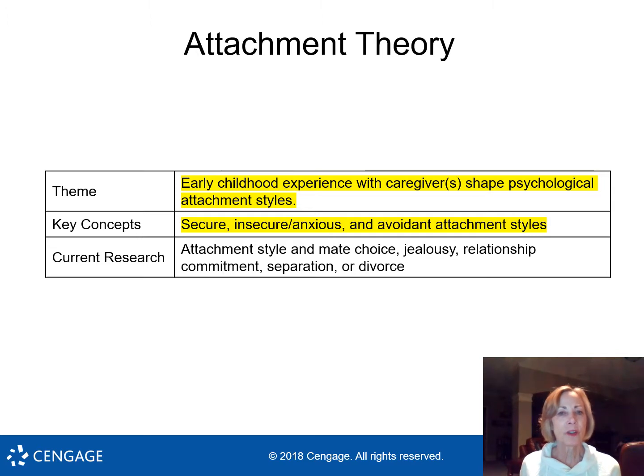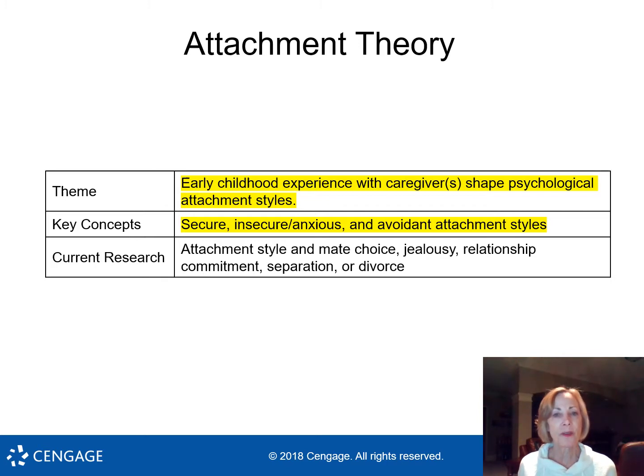But early childhood experiences with a caregiver shape their psychological attachment styles. So we have secure attachment, that the child feels very securely attached to the adult, so they feel comfortable in their presence, and they may not even stay by them particularly all the time, but they know they're there and they can look up to them and feel safe with them. Insecure or anxious, you might see the child clinging to this parent because they feel so insecure and anxious that they can't let the parent go.